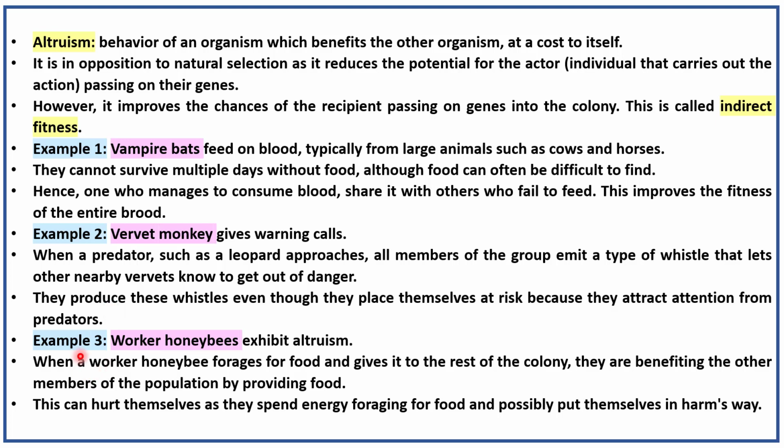Example 3. Worker honeybees also exhibit altruism. When a worker honeybee forages for food and gives it to the rest of the colony, they are benefiting the other members of the population by providing food. These bees can hurt themselves as they spend energy foraging for food and possibly put themselves in harm's way.